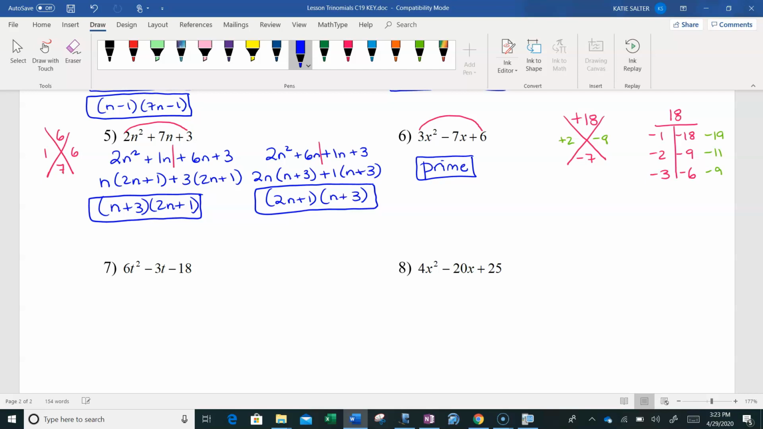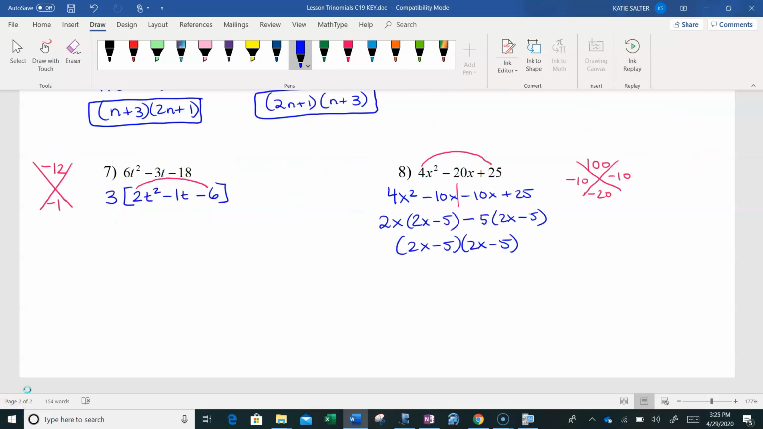Remember, always look for greatest common factor first. All right, so number 7 is special because it does have a greatest common factor.